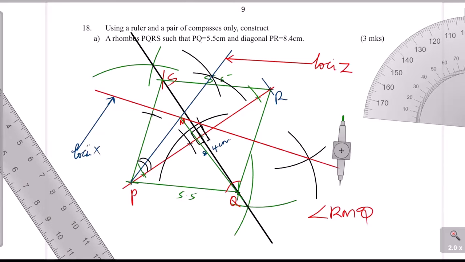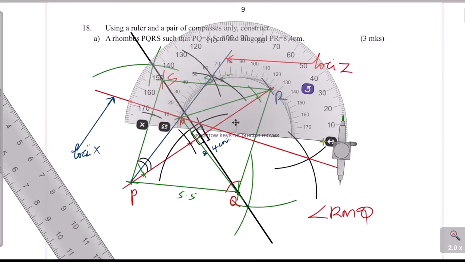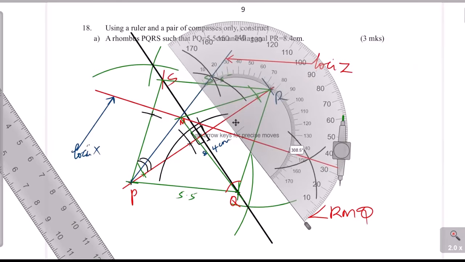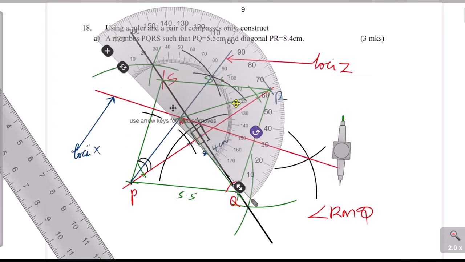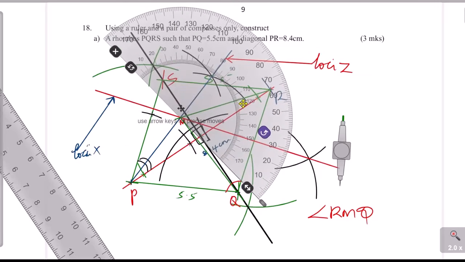So the angle is here. The angle RMQ. I have to join again, straight line from R to M. So from R to M, like that. So now you can get that angle RMQ. So take your protractor, and then we measure this. So this is the angle.